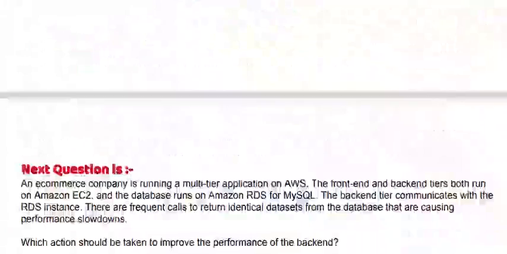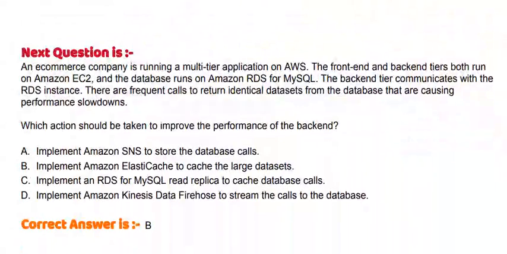Next question is, an e-commerce company is running a multi-tier application on AWS. The front end and back end tiers both run on Amazon EC2 and the database runs on Amazon RDS for MySQL. The backend tier communicates with the RDS instance. There are frequent calls to return identical datasets from the database that are causing performance slowdowns. Which actions should be taken to improve the performance of the backend?